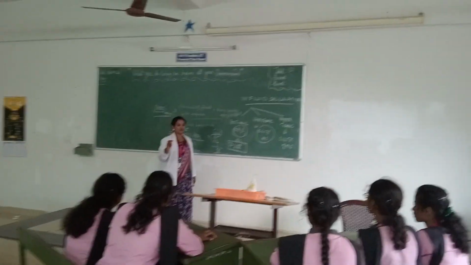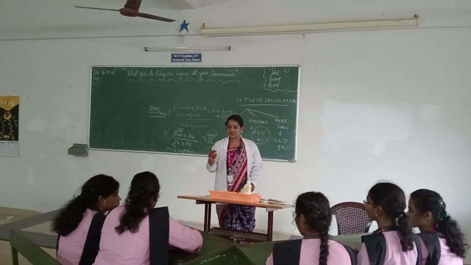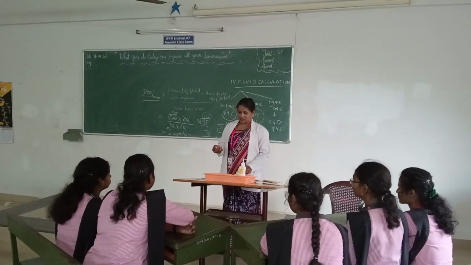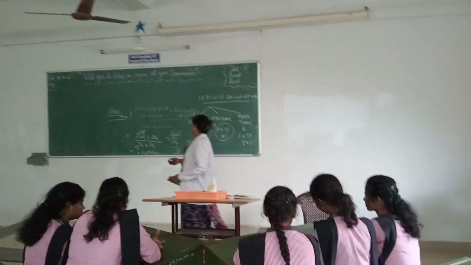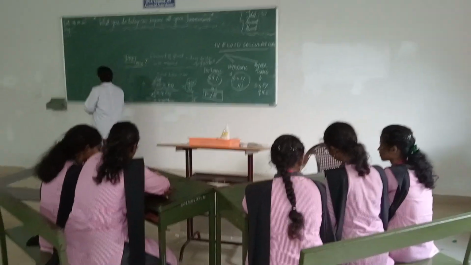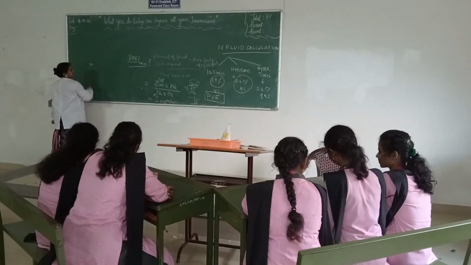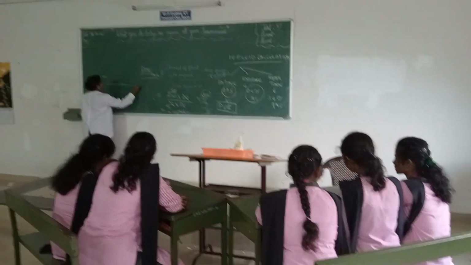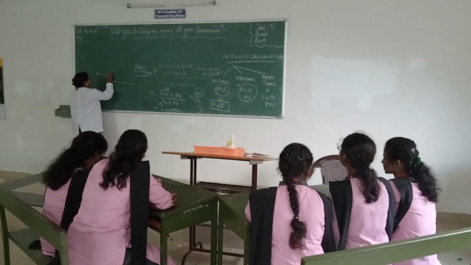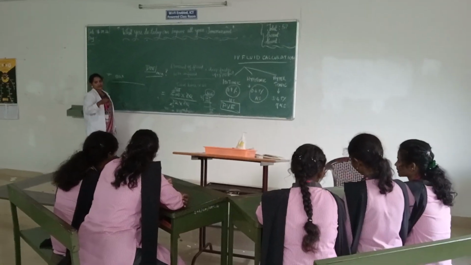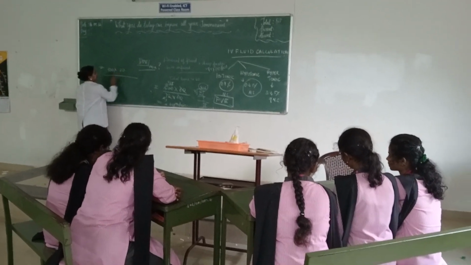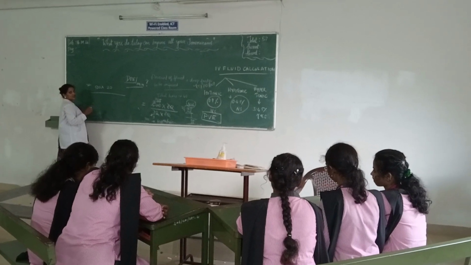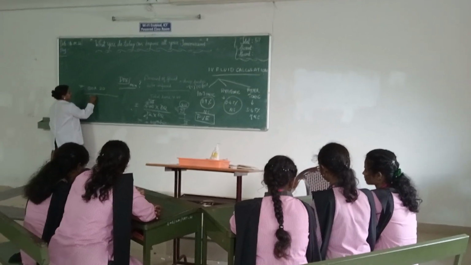Team B, I hope you have the answers. Still struggling? Okay, now tell me the infusion. What is the volume of infusion? 500. Okay. What is the drop factor? 20. How many hours? 5 hours. 5 hours into 60.